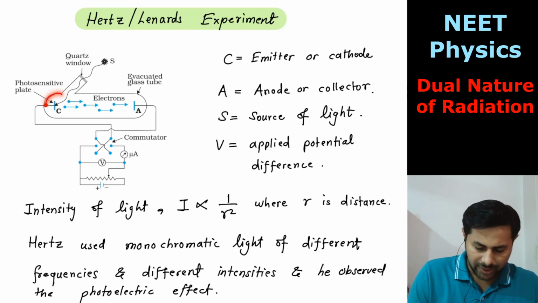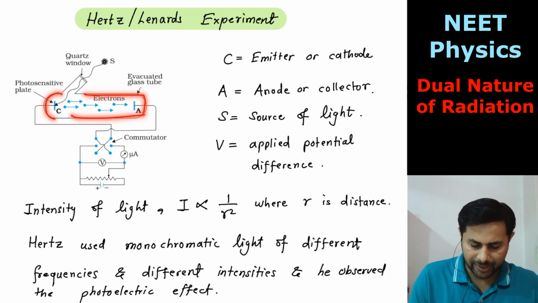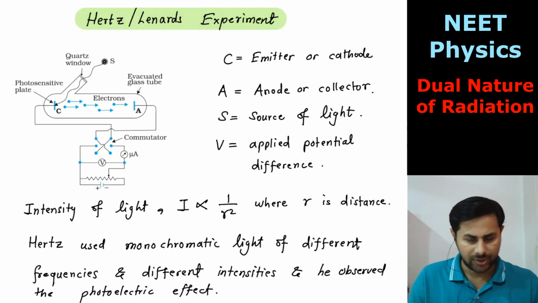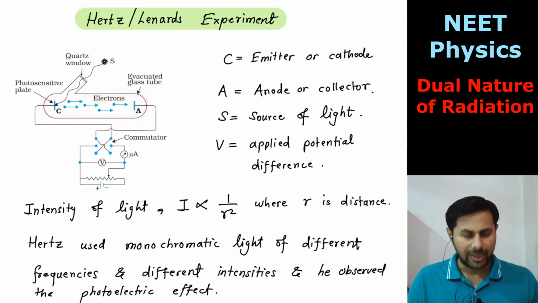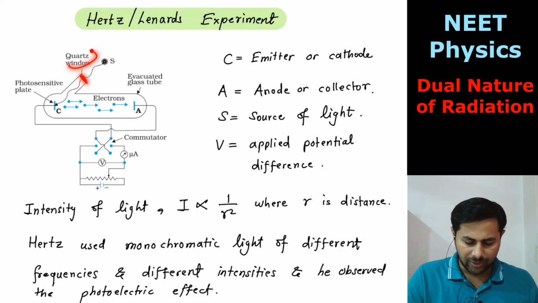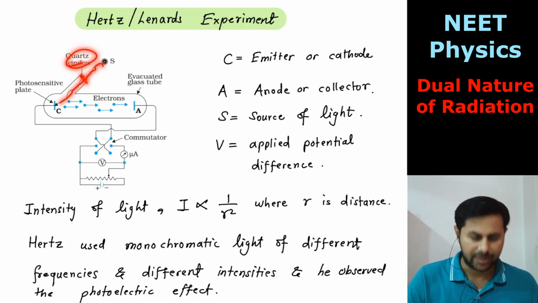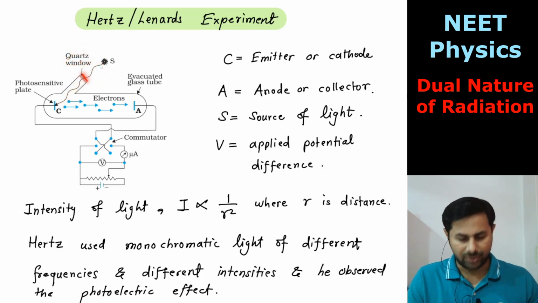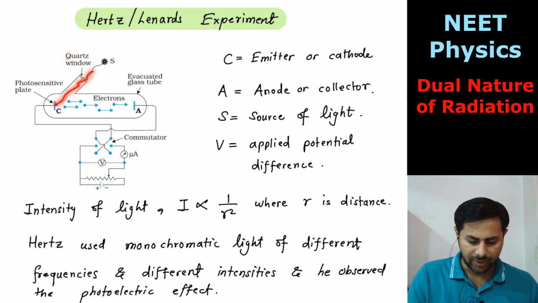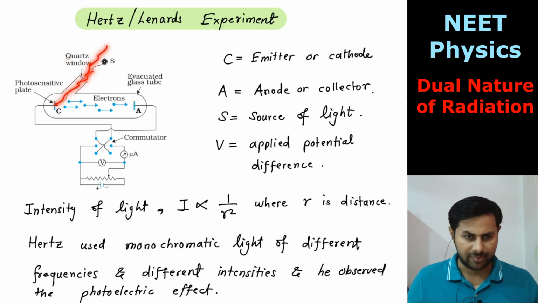So see, the experimental apparatus of Hertz or Lenard looks something like this. This is the schematic diagram. This is a glass tube, an evacuated glass tube. There is a vacuum inside this glass tube, and here you have a source of light. Then there is a quartz window over here so that the light will enter in this tube. And there is an anti-reflecting coating also, so that the light will only enter and it will not get reflected back.